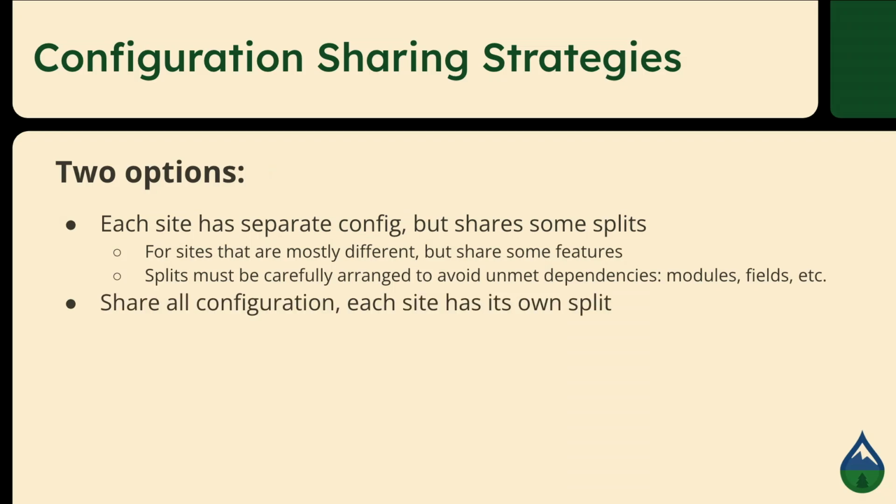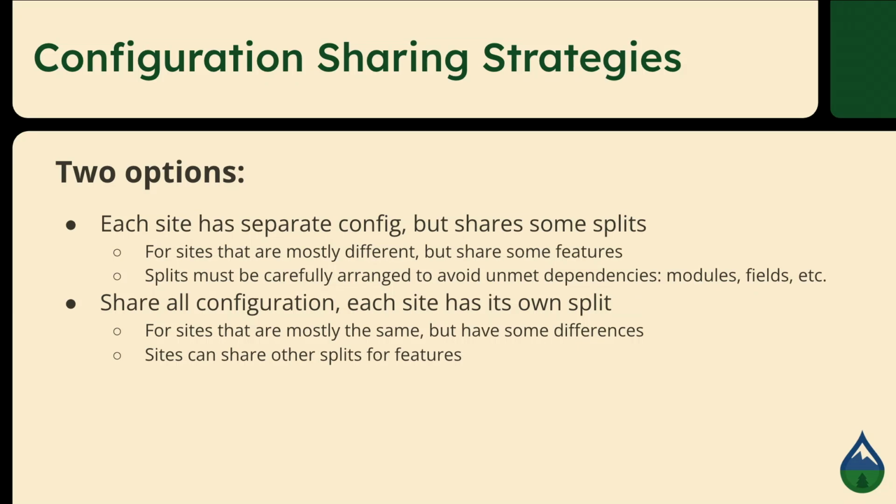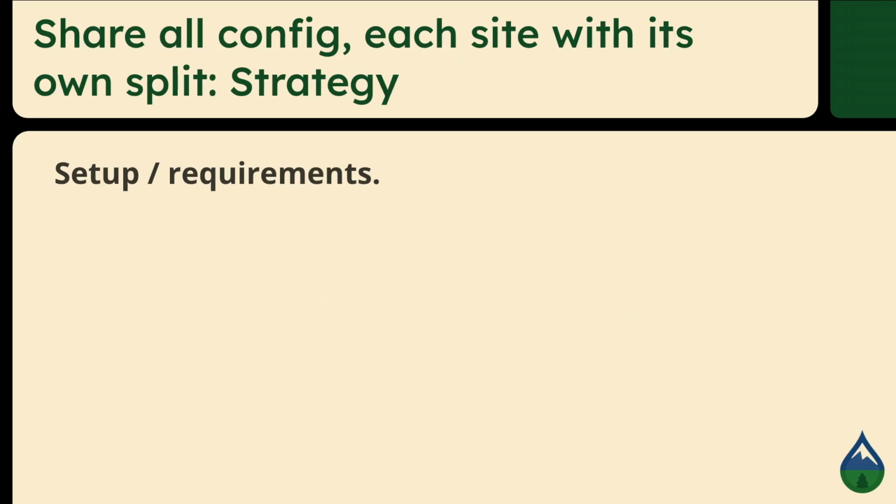My main strategy is I share all configuration. So I have one configuration sync directory. And then each site has its own split. The splits include things like the site name, but also sometimes new fields on nodes, on bundles, or new content types entirely. So that's what we're going to look at now.